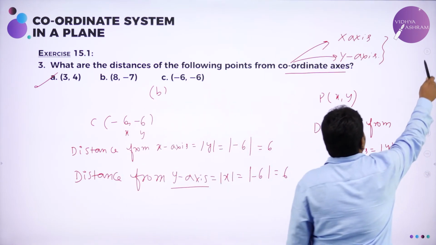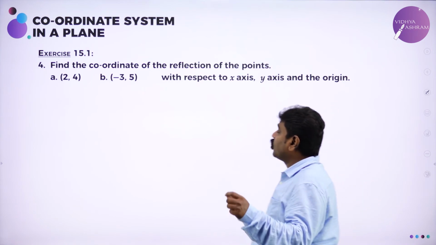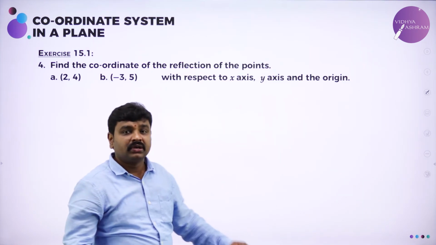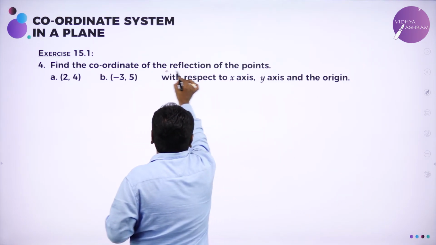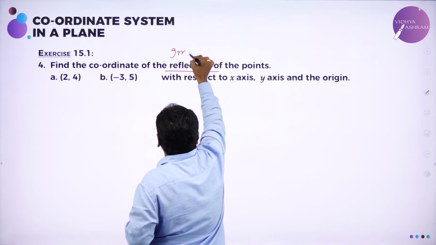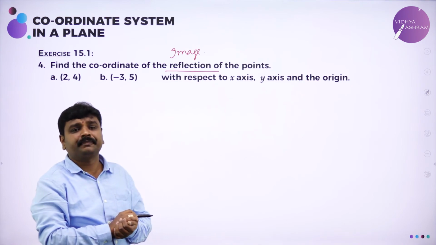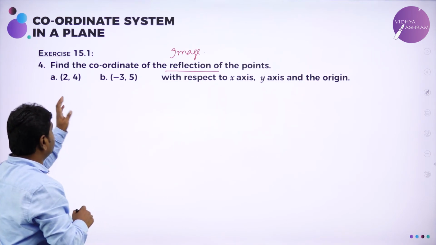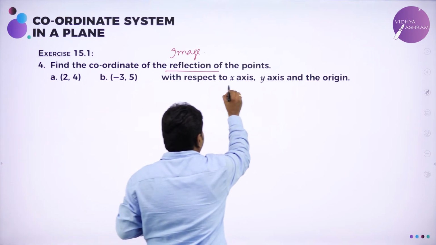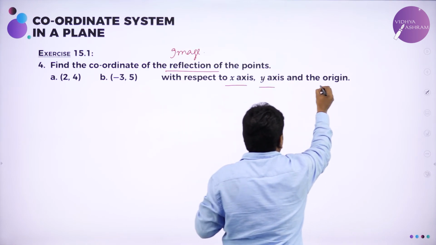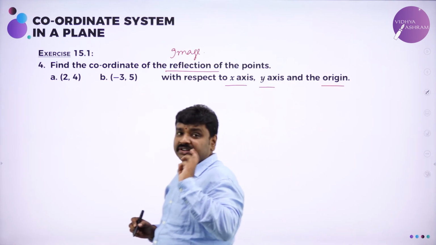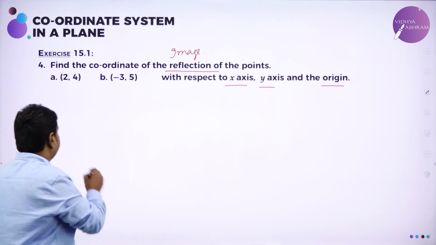Find the coordinates of the reflection. I told you the other name for reflection is image. They may also ask you to find the image. Image or reflection, both are the same. The question is to find the image with respect to the x-axis, y-axis, and origin for 3 points.